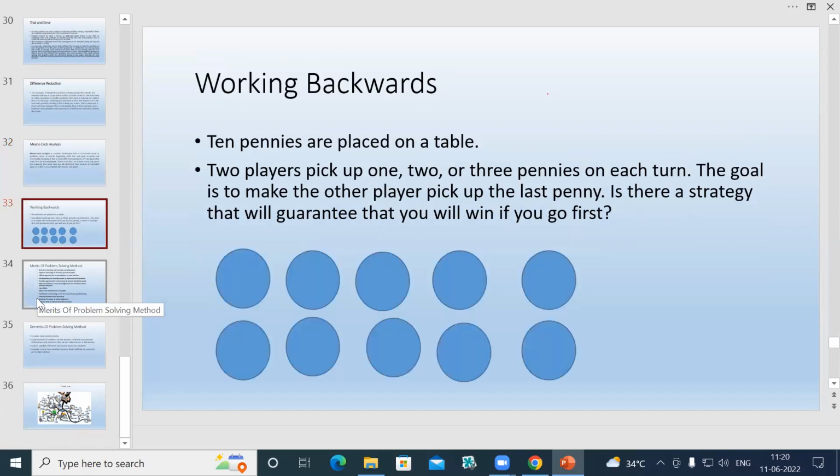Working backwards: like, 10 pennies are placed on a table. Two players pick up 1, 2, or 3 pennies on each turn. The goal is to make the other player pick up the last penny. Is there a strategy that will guarantee that you will win if you go first? Okay, so sometimes you solve the problem by working backward also. So this is another problem solving technique.